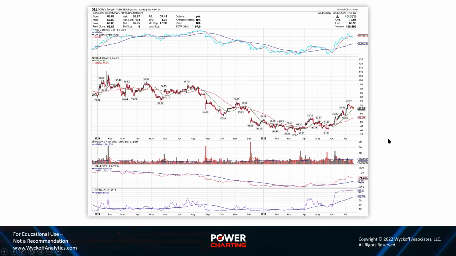But look generally at what we have. We have the 20 crossing the 50 to the upside. We have very positive readings on the OBV, and our relative strength is up too. So a lot of good things here.